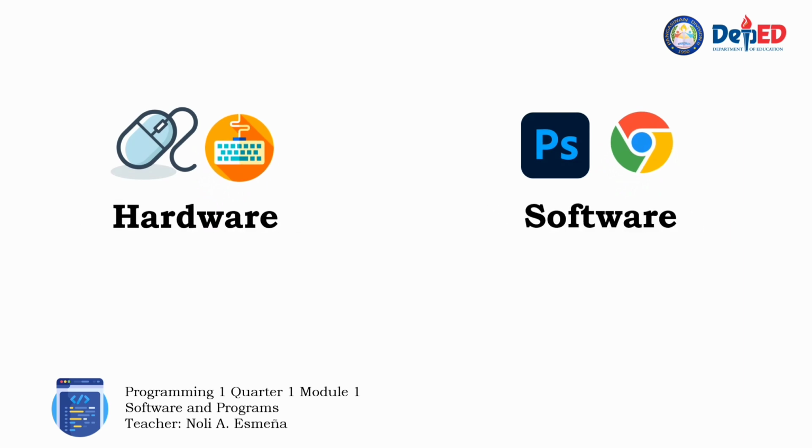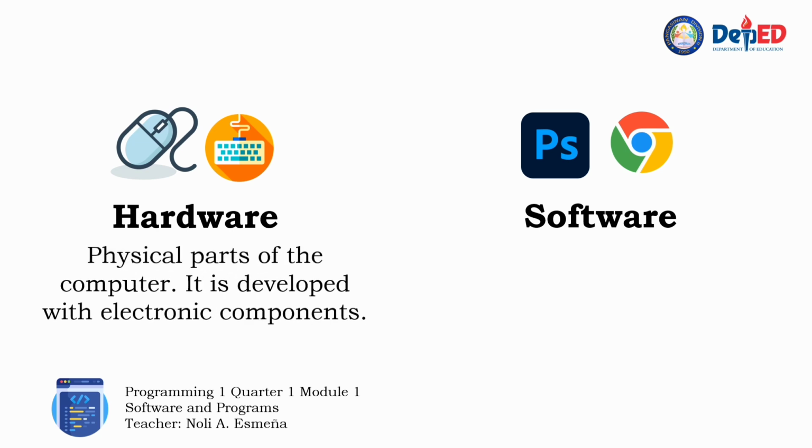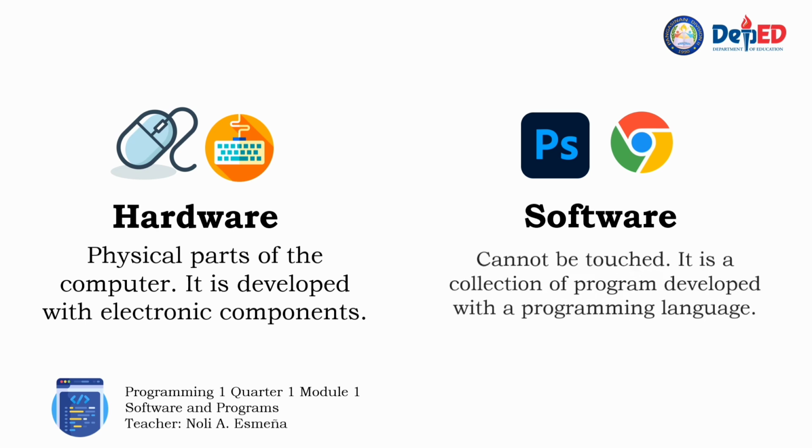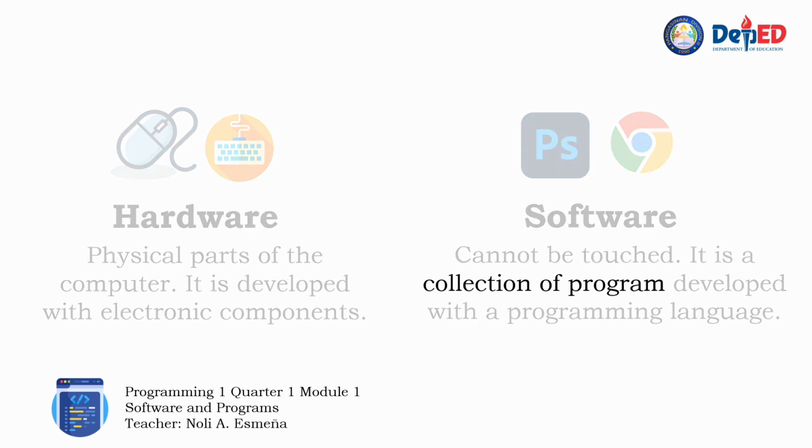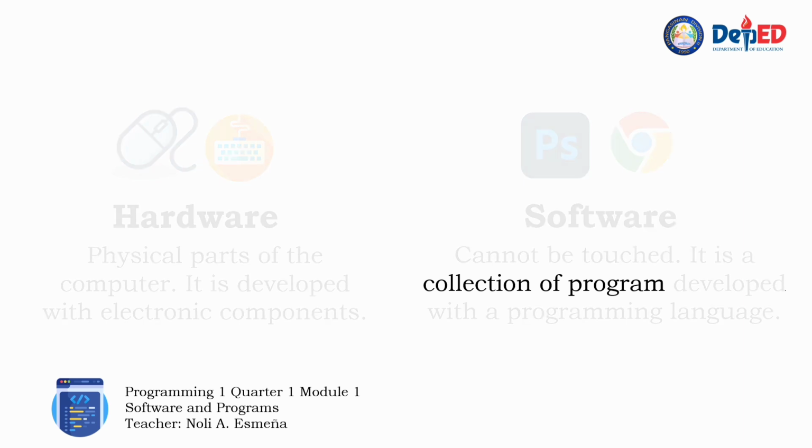Based on our examples, we can say that hardware are physical parts of the computer. It is developed with electronic components, while software cannot be touched. It is a collection of programs developed with a programming language. Notice that software is described as a collection of programs.